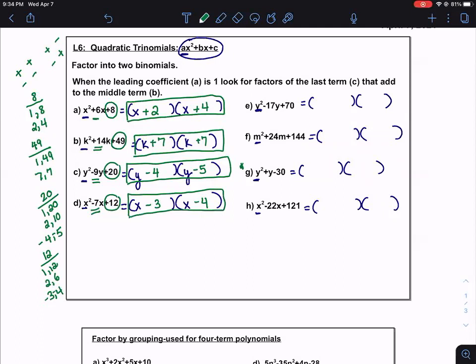But if you go through every example that I went through so far, multiply to positive 8 and add to positive 6, positive 2, positive 4. Multiply to 49, add to 14, positive 7, positive 7. Multiply to 20, but add to negative 9, negative 4, negative 5, because 2 negatives multiply to positive 20, but add to negative 9. 12, 2 negatives multiply to positive 12, but add to negative 7. Okay. So try not to make it a memorization thing here.